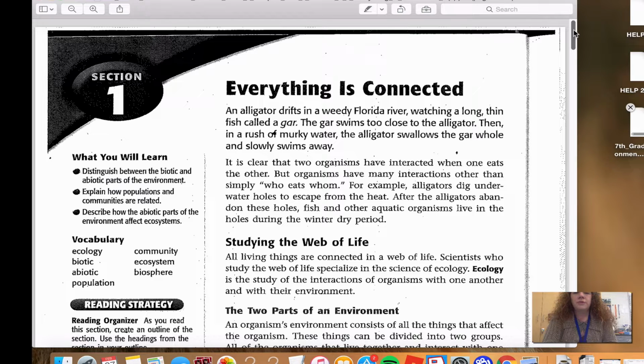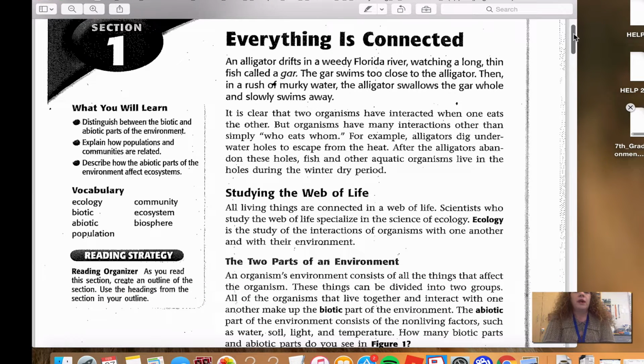An alligator drifts in a weedy Florida river, watching a long, thin fish called a gar. The gar swims too close to the alligator. Then, in a rush of murky water, the alligator swallows the gar whole and slowly swims away. It is clear that the two organisms have interacted when one eats the other, but organisms have many interactions other than simply who eats whom. For example, alligators dig underwater holes to escape from the heat. After the alligators abandon these holes, fish and other aquatic organisms live in the holes during the winter dry period.